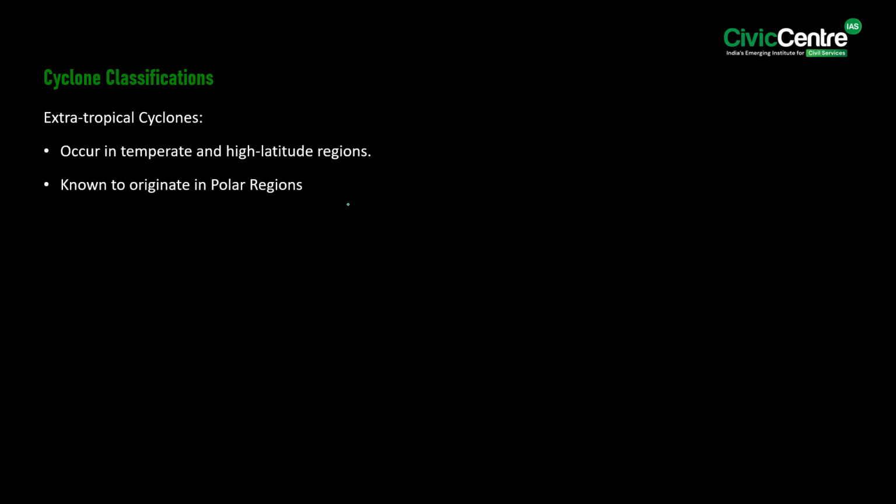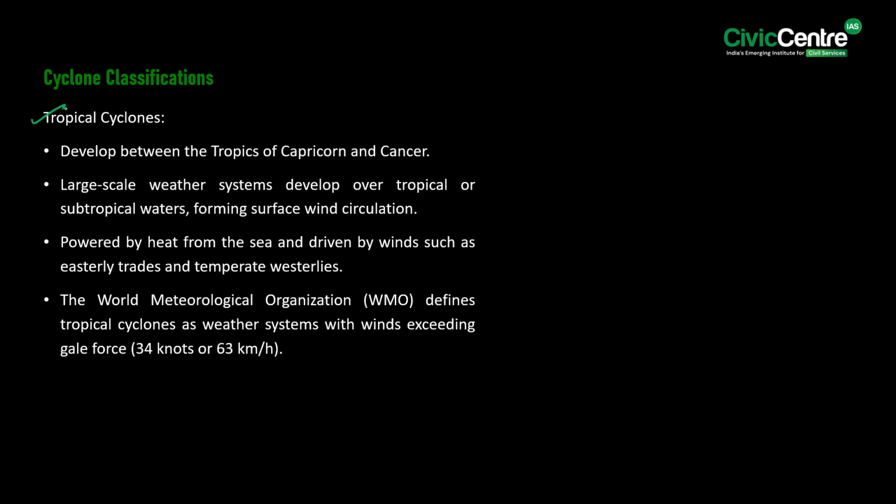Talking about the cyclone classifications, firstly the extratropical cyclones, which occur in the temperate and high altitude regions and are known to originate in the polar regions. Then the tropical cyclones, which develop between the Tropics of Cancer and Capricorn.